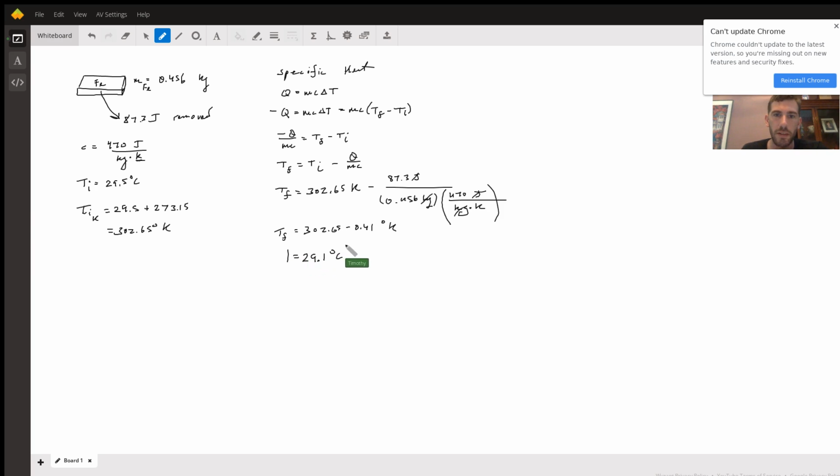Okay. Now it's a very small change, but compared to the mass of the iron, 87 joules is not a lot of energy. So it makes sense that it's a very small temperature change.